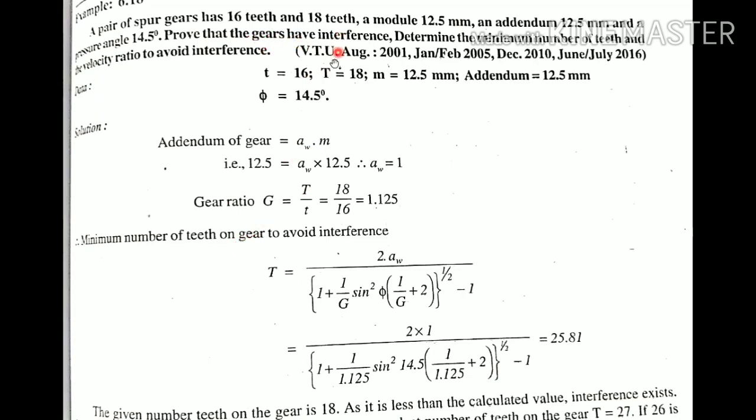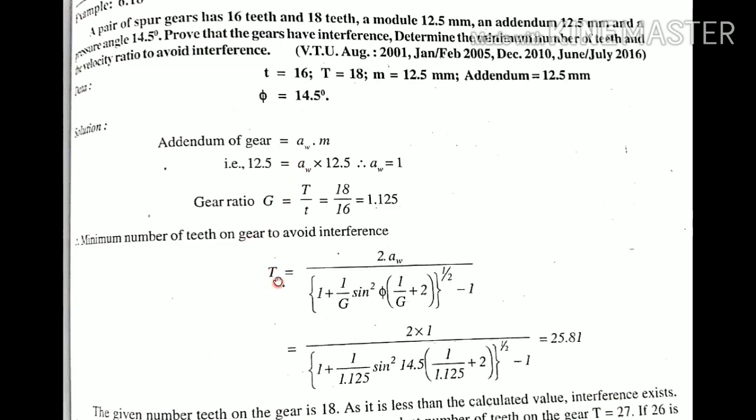If you want to find the interference, we should calculate the minimum number of teeth on the gear, because they're saying to prove that the gear has the interference, then the gear formula you should substitute. If the calculated teeth value is less than the given value of teeth, then there is interference. If it is more, then definitely there is no interference. Therefore, as in the previous problem, but now on the gear we need to calculate.